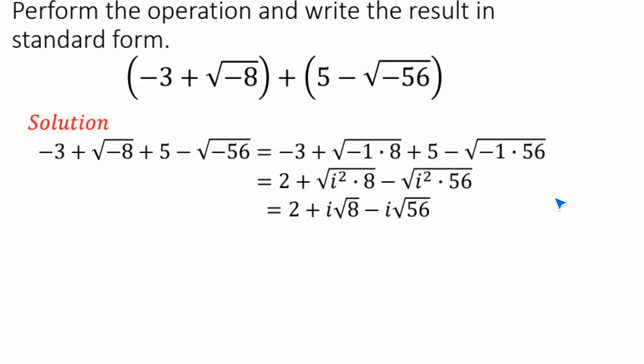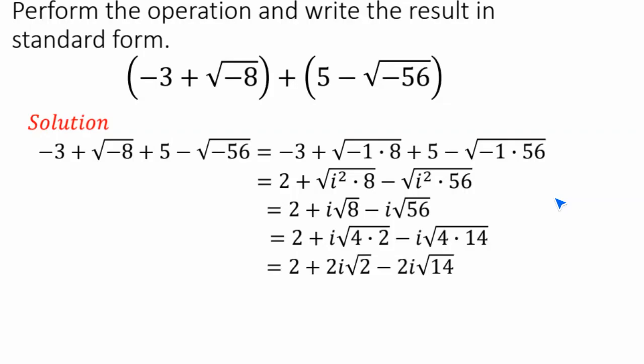So now I can see that I can combine my like terms. I have two terms that have an i in them, right? So when I simplify this, the square root of 8 is 4 times 2. The square root of 56 is 4 times 14. Both of these have a perfect square, which is the 4, right? So now I have 2i square root of 2 minus 2i square root of 14, okay? Which simplifies to 2 plus, I'm going to factor out the i, and leave me these two.